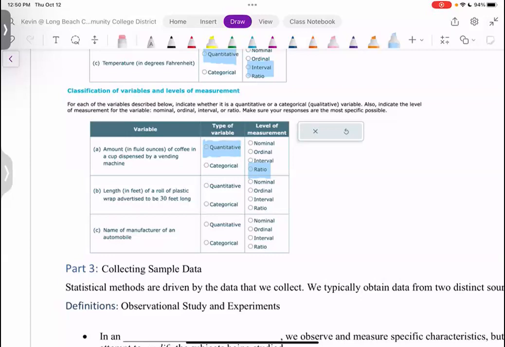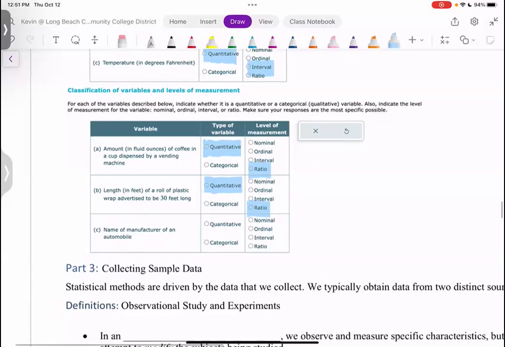Length in feet of a roll of plastic wrap advertised to be 30 feet long. Now, this is quantitative, and this one is ratio as well. Name of manufacturer of an automobile. Okay, that's definitely categorical, and that is going to be nominal. There is no natural order to that.